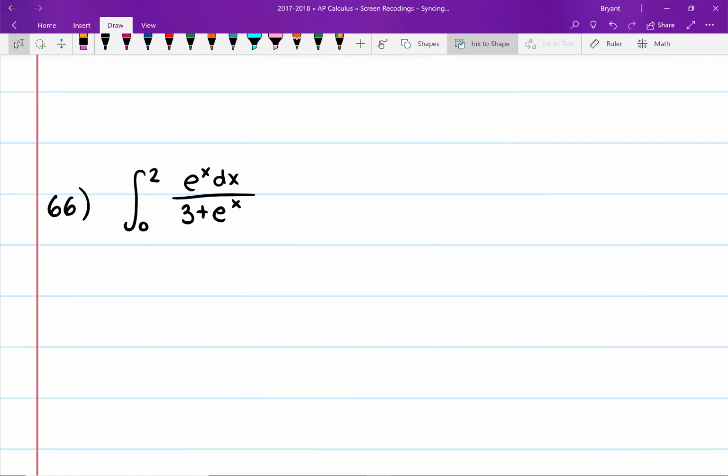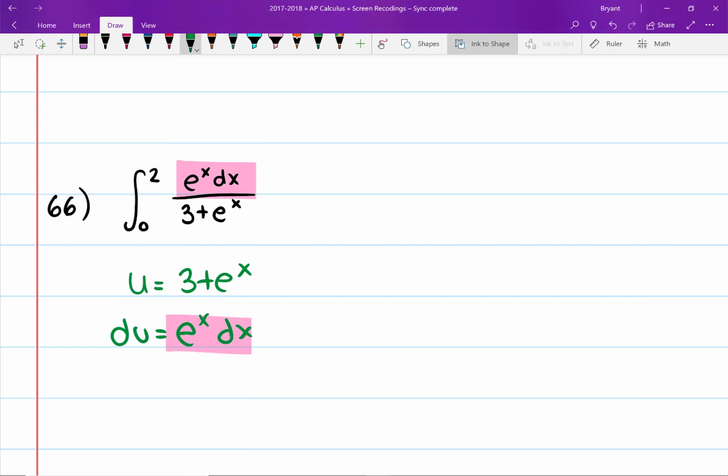The integral from 0 to 2 of e to the x dx divided by 3 plus e to the x. I like e to the x's, I think they're fun. So u is 3 plus e to the x. E to the x is very nice because the derivative of e to the x is just e to the x. Again, notice that this matches this.